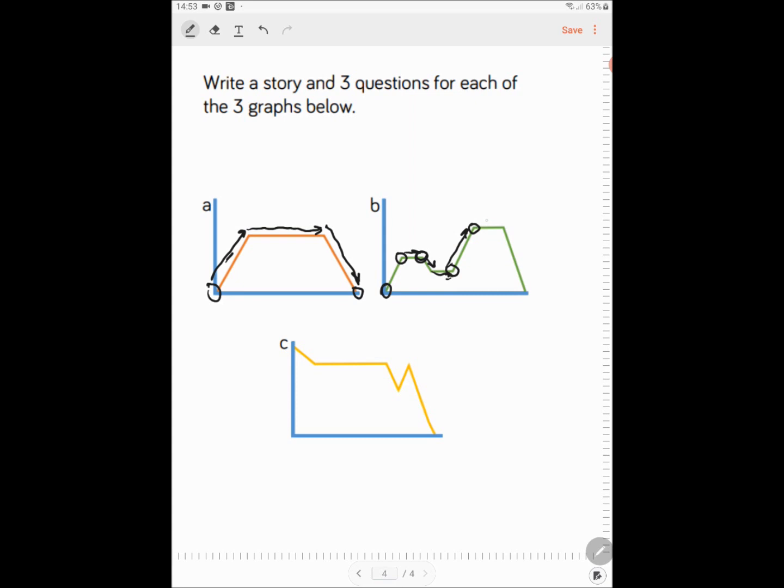Then maybe you went back to school and you couldn't do the jobs around the house anymore. So it stayed the same. And then at that point, you suddenly decided you were going to buy something really expensive and you spent all of your money. So you're back down to 0.